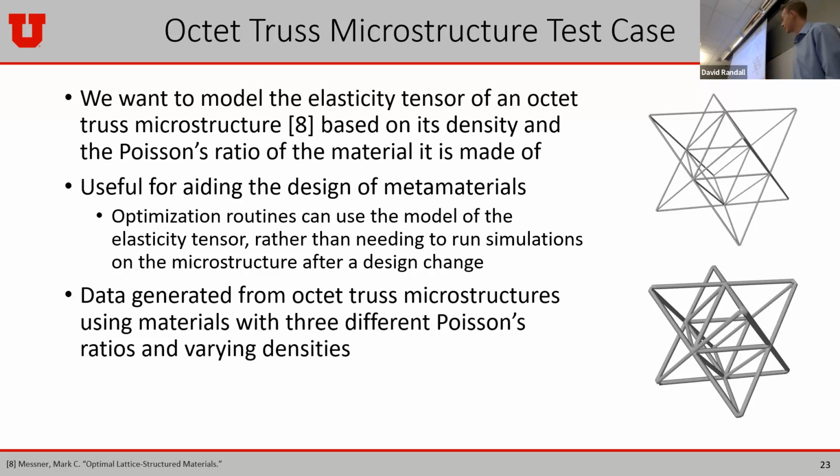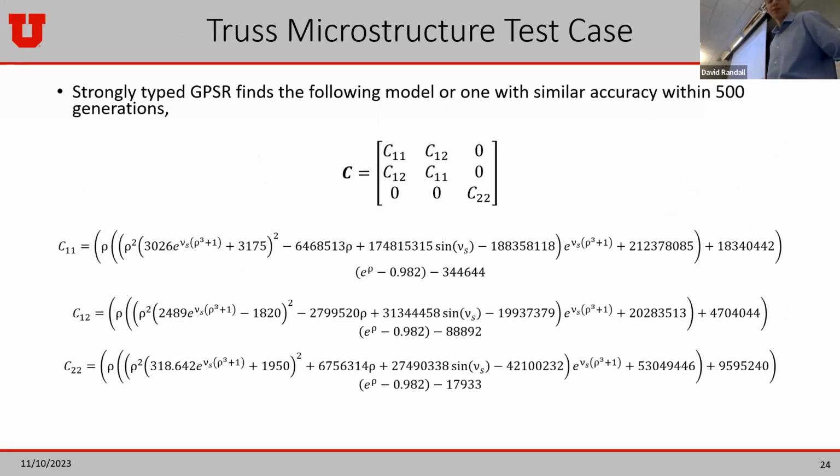So we generated data from 10 different relative density values using 3 different materials for these octet truss microstructures, and then ran strongly typed GPSR to model the elasticity tensors with respect to those. And we get the following model here, which is pretty gnarly, however, it is accurate.